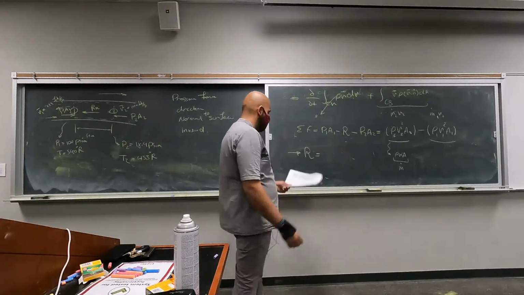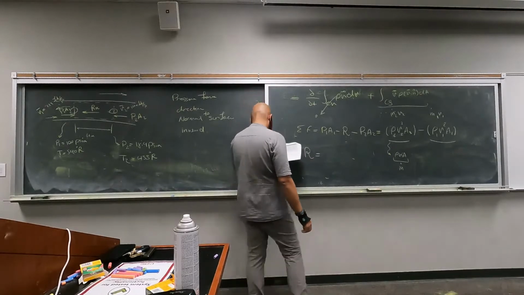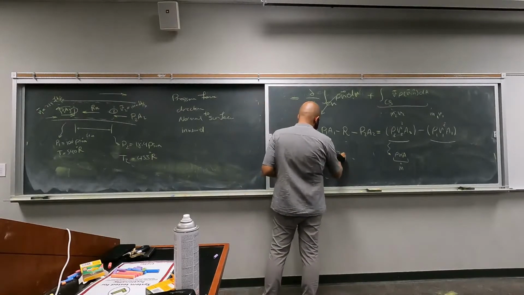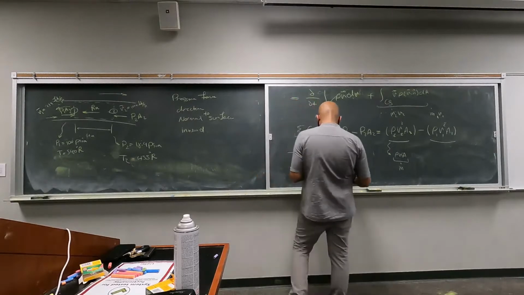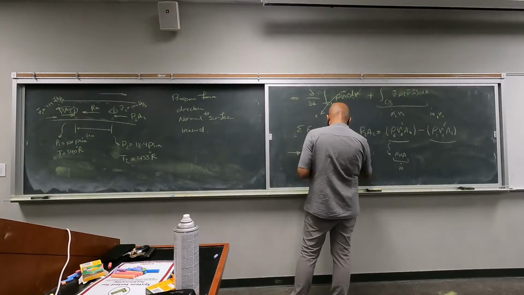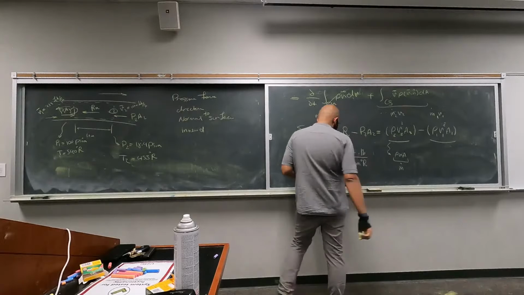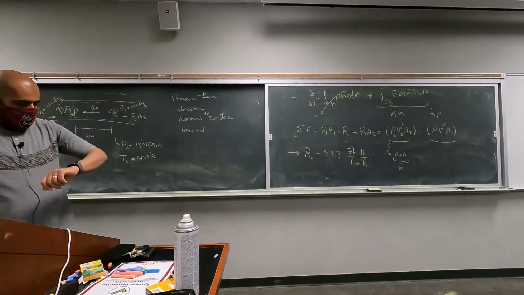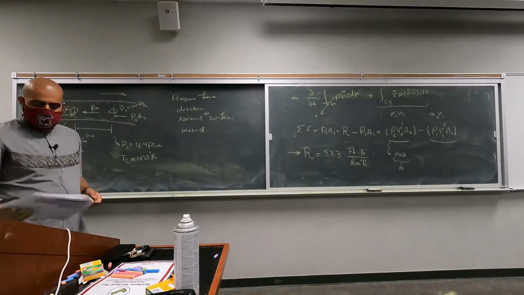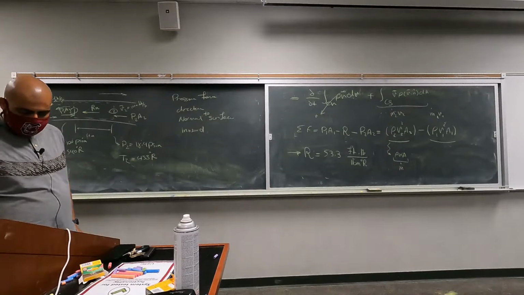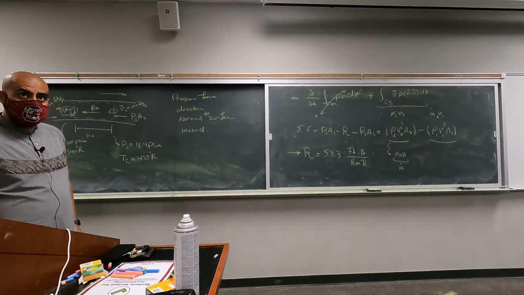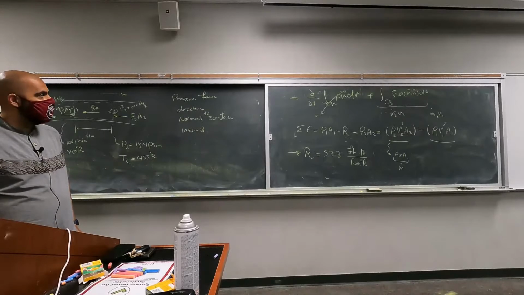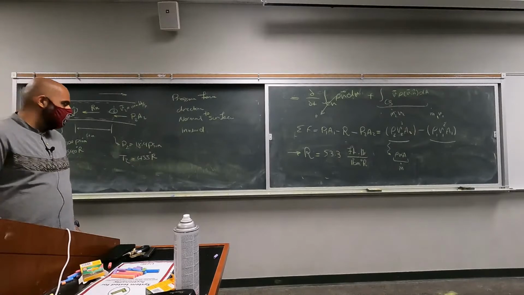If you plug in the numbers, you will end up with 53, or the friction force, 53 foot-pounds per pound mass degrees Rankine. Do we have any questions here? Okay, let's solve one more example, and then I will let you go.